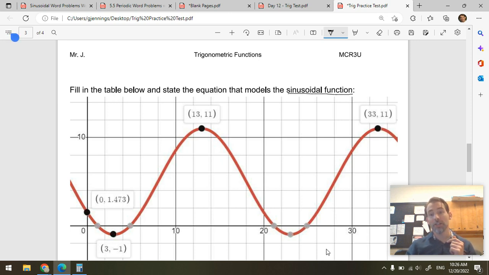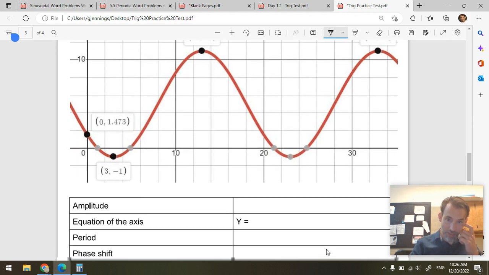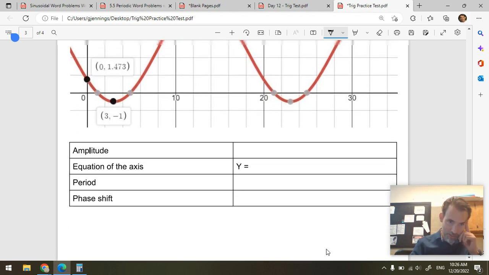Let's find the function that would give us this graph here. So how will we do that? Well, we first extract our amplitude, the equation of the axis, the period, and the phase shift.